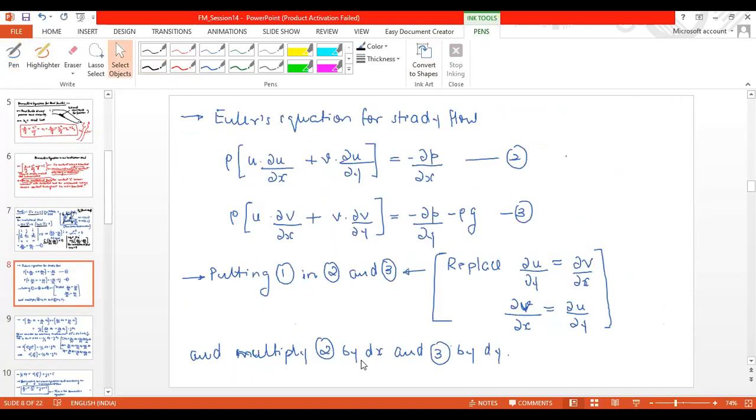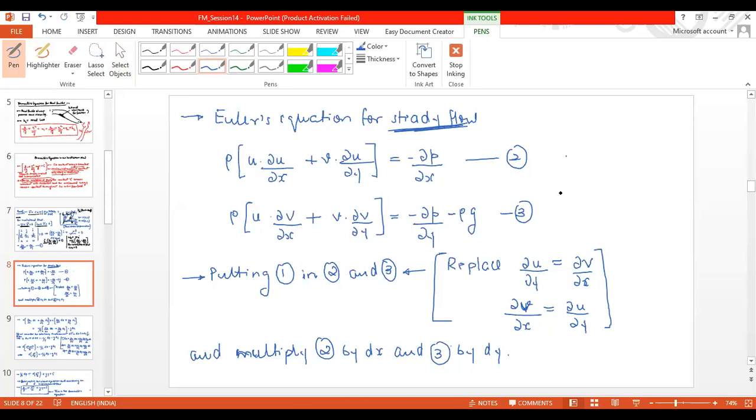Now let's move to the Euler equation for steady flow. I am already mentioning here that the flow is steady. The Euler equation for a steady flow is, as we all know, rho times (U delta U by delta X plus V delta U by delta Y) equal to minus delta P by delta X. What we are trying to prove is that the mechanical energy is constant in the entire flow field. So again we have to take the Euler equation, which is given by these two equations.